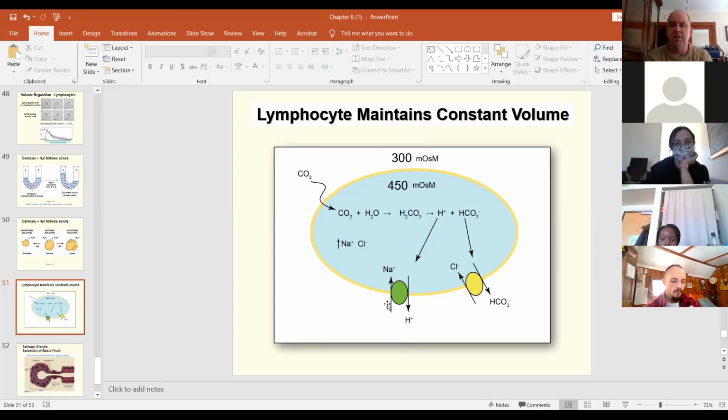It reverses these transporters. Now chloride's going out for bicarbonate in, sodium out for hydrogen in. The extra hydrogen and bicarbonate are being converted back into CO2 and leaving the cell. So everything just reverses when you go in the opposite direction.